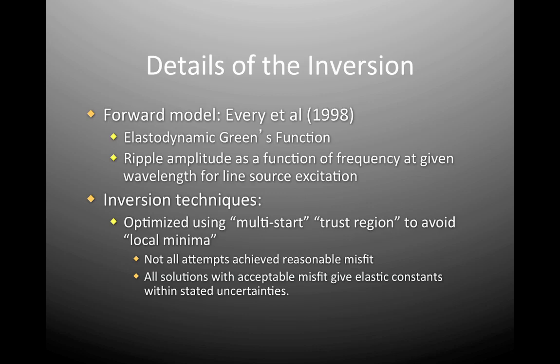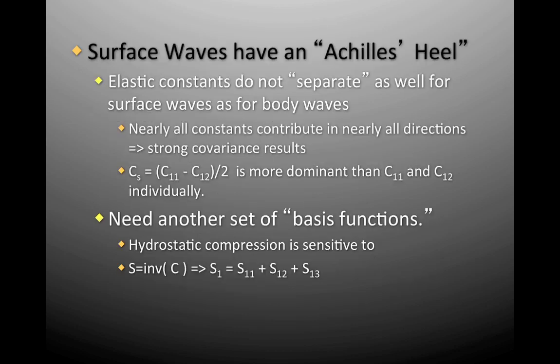In all nonlinear problems, there's a problem of determining whether one is trapped by an optimizer in something that is the best fit or simply a better fit than at surrounding values of the parameters. So not all starting guesses achieve a reasonable misfit. However, a combination of starting in multiple locations and exploring the parameter space achieved a result in which all solutions with acceptable misfit, i.e. the misfit was comparable to our estimate of experimental scatter, gave elastic constants within uncertainties that we give in the paper.